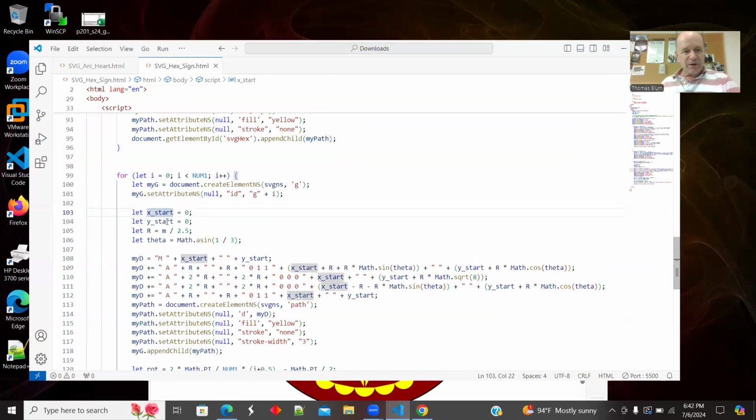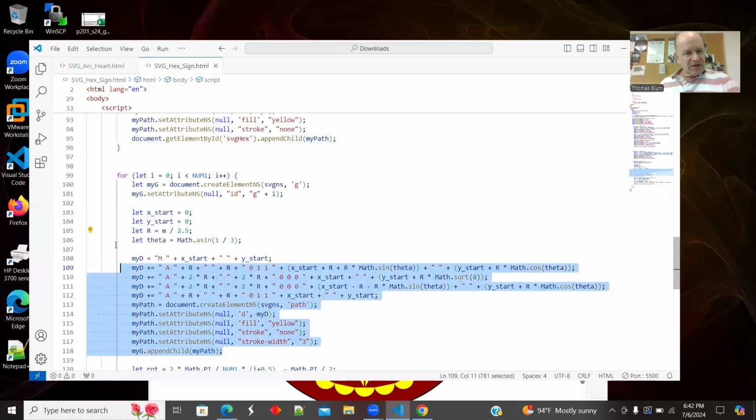I made my starting point 0 and 0. I scaled down the radius. That's not going to be enough. I have another place where I can scale it down, and I will show that to you. But here is this code for making a heart. I centered it at 0, 0, and pull down the radius a bit, and I'm going to pull it down in another way as well.